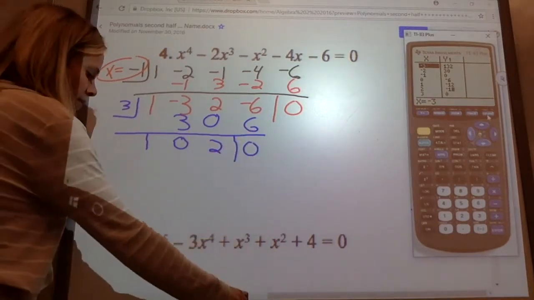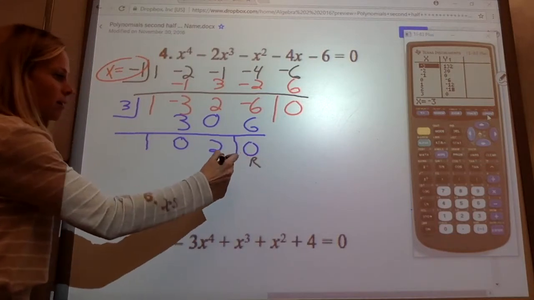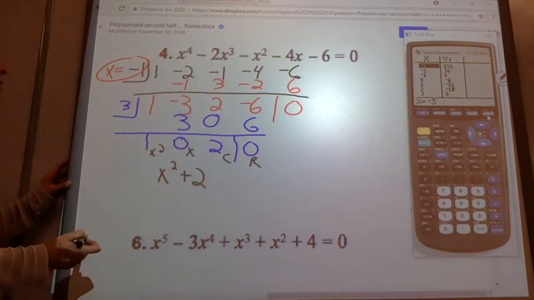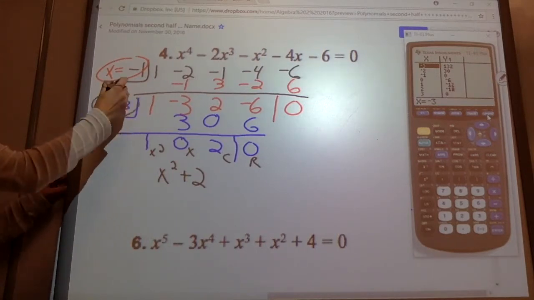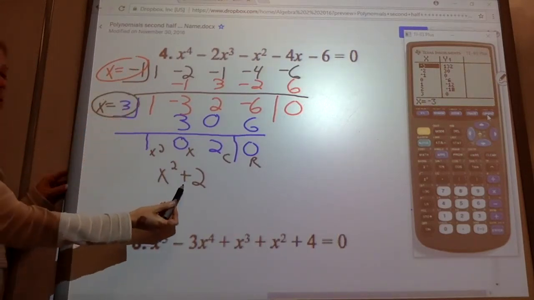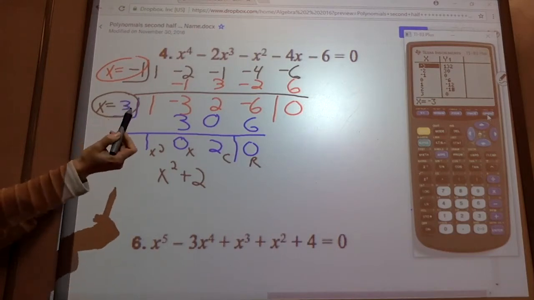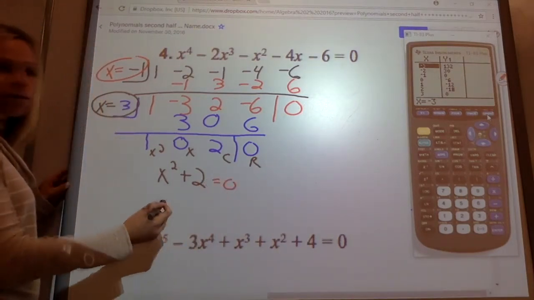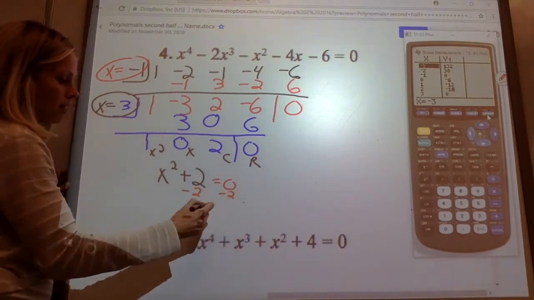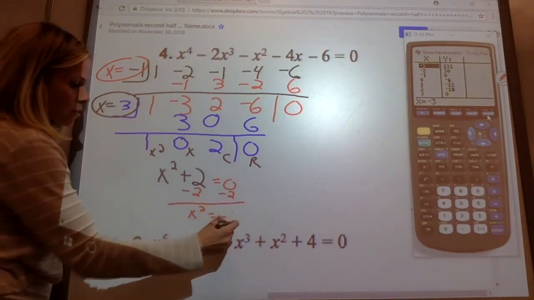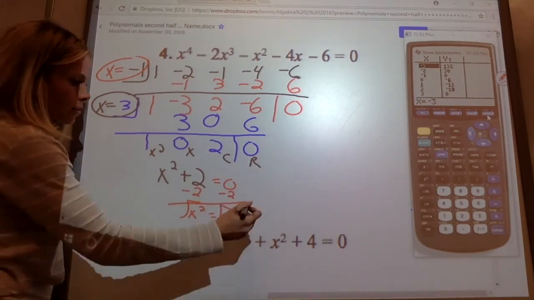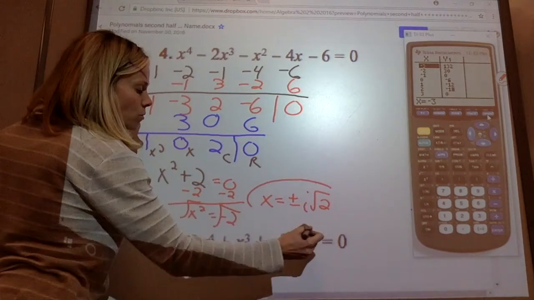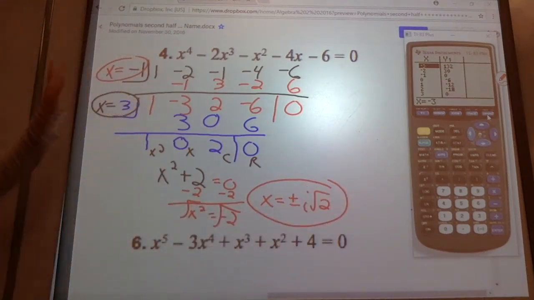So 0 remainder, this is a quadratic. So I get x squared plus 2, right? So now I have 2 roots, -1, 3. Here's a quadratic, I could find 2 more roots. The easiest way is just going to set that equal to 0 and solve. Subtract 2 on both sides. Square root. So x equals plus or minus i root 2. So there's my 4 roots. Done.